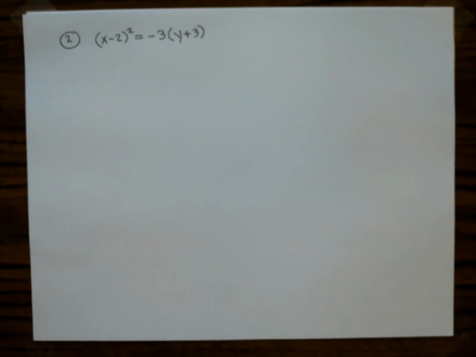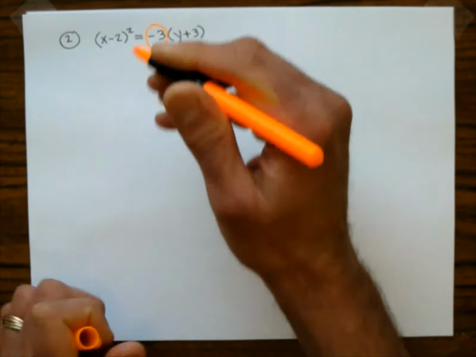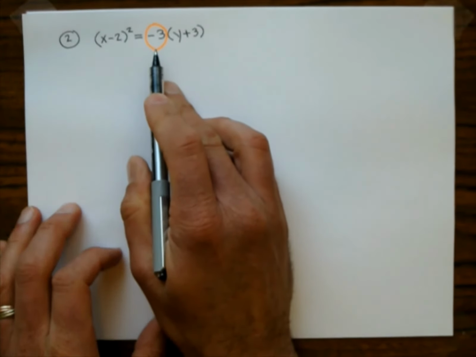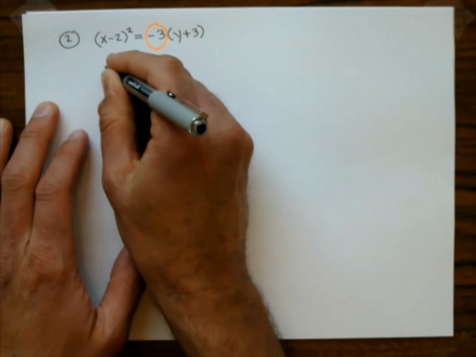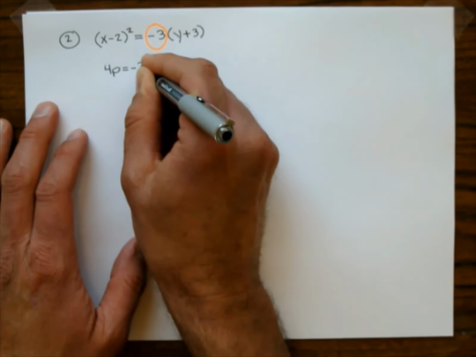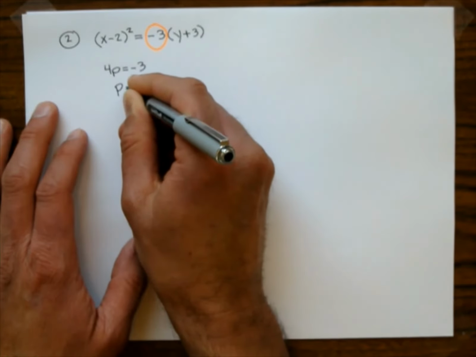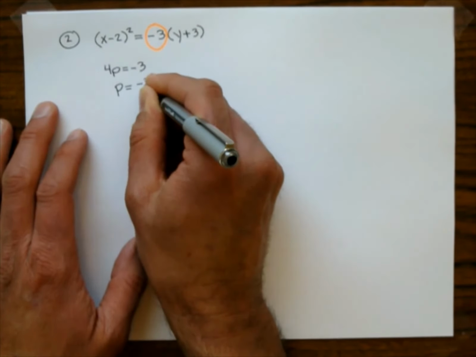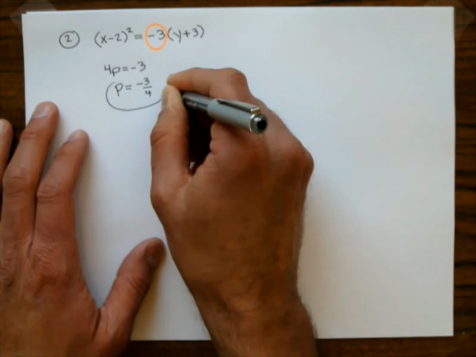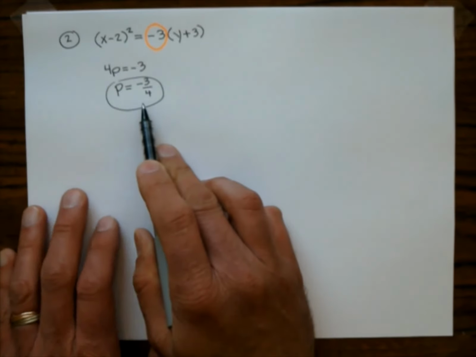Okay, so we know that this guy right here happens to be 4p. So I'll do what I did in the last problem. 4p equals -3, so p equals -3/4. I'll circle it. I don't want to forget that. That's going to help me.